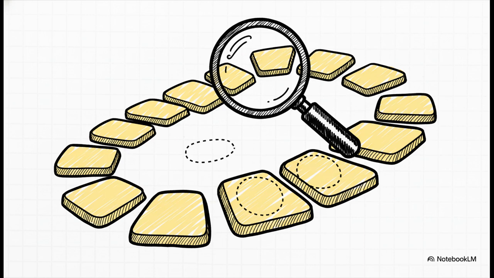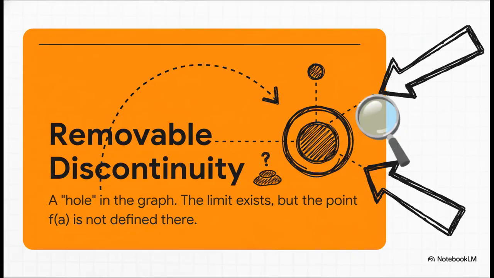Okay, our first case is the sneakiest one. It's pretty subtle. I want you to imagine a perfectly smooth stone path, but one single paving stone is just gone. You can see exactly where it's supposed to be, right? The path leads right up to the empty spot from both sides, but the stone itself is just missing. In math, this is called a removable discontinuity, and it fails our checklist on point number 1 because the point f(a) isn't defined. There's literally a hole in the graph. But, and this is super important, the limit does exist. Both sides of the path totally agree on where that missing stone should have been.